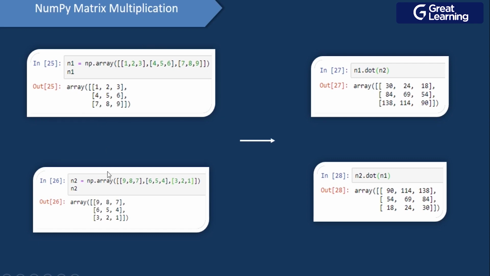So here it will be 1 into 8 plus 2 into 5 plus 3 into 2, which will give you a result of 24. Then it will be 1 into 7 plus 2 into 4 plus 3 into 1, which will give you a result of 18. And this is how this progresses, and finally we'll get this result over here. And the dot product of n1 and n2 and n2 and n1 will be different. So as you see, this is the dot product of n1, n2, and this is the dot product of n2, n1. Both of these will be different.